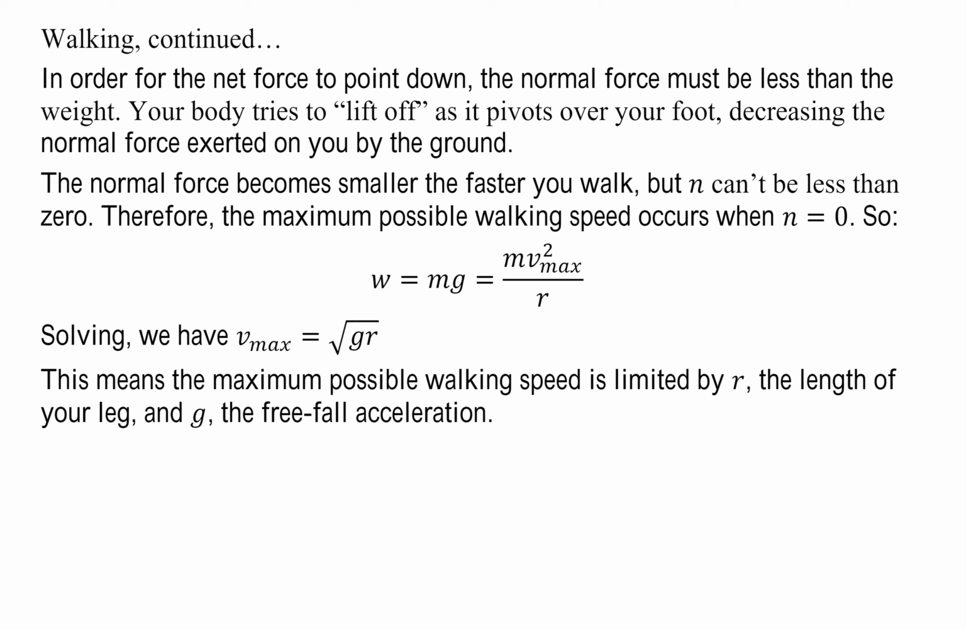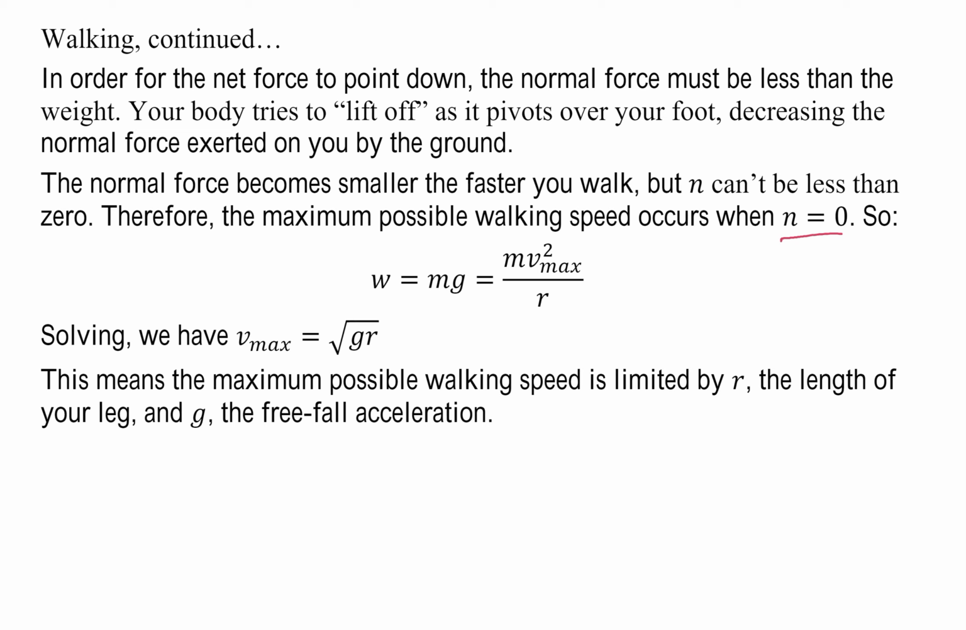by the ground. The normal force becomes smaller the faster you walk, but the normal force can't be less than 0. So therefore, the maximum possible walking speed occurs when the normal force is actually equal to 0. So that means the weight, mg, equals mv squared max over r, and if that happens, then we have v max equals exactly the square root of gr, which means the maximum possible walking speed is limited by r, which is the radius of your leg, and g, the free fall acceleration.